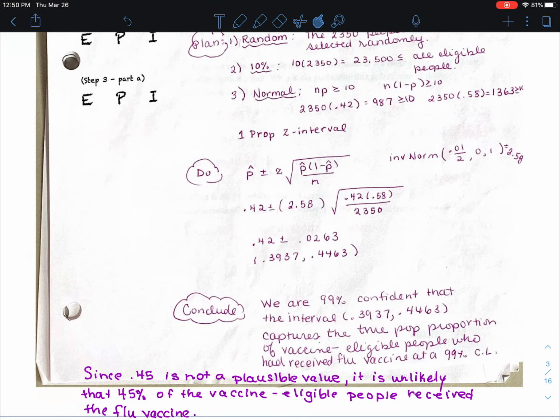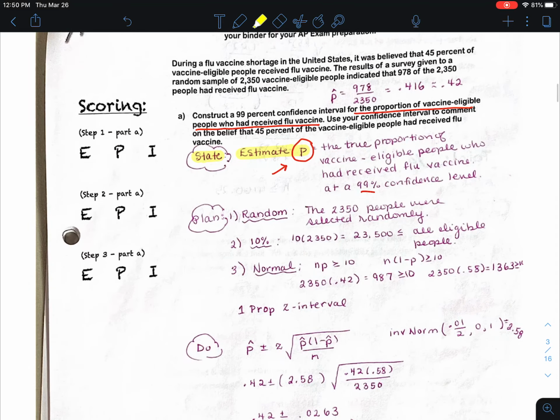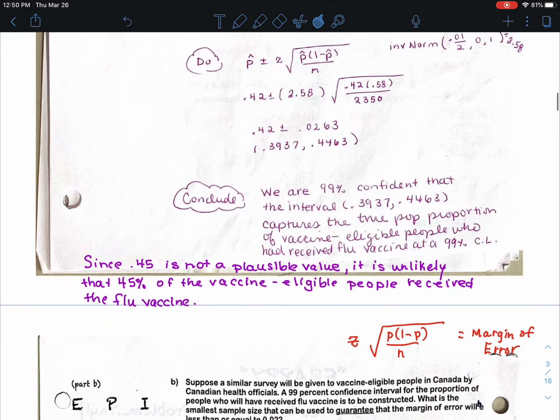Okay, now I didn't read this part down here, but you have to make sure on the test you're really careful. It says use your confidence interval to comment on the belief that 45% of the vaccine-eligible people had received the flu vaccine. So in the end, we want to make a statement here and say, well, since 0.45 is not really a plausible value, then it's unlikely that 45% of the vaccine-eligible people received the flu vaccine.